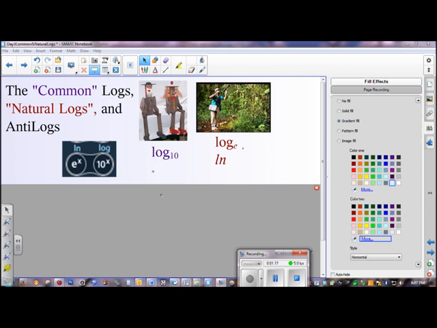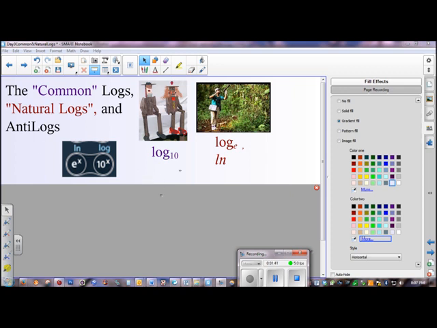All of the laws that we learned about logs in general apply to common logs. They also apply with natural logs, so you don't have to learn a new set of laws. All the expansion and contraction works the same way. All the going back and forth works the same way, but the back and forth we'd want to be thinking about in this form here. Then we're going to talk about what happens when we find something called antilogs.